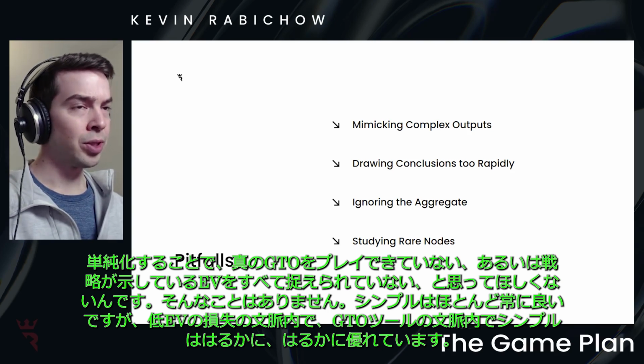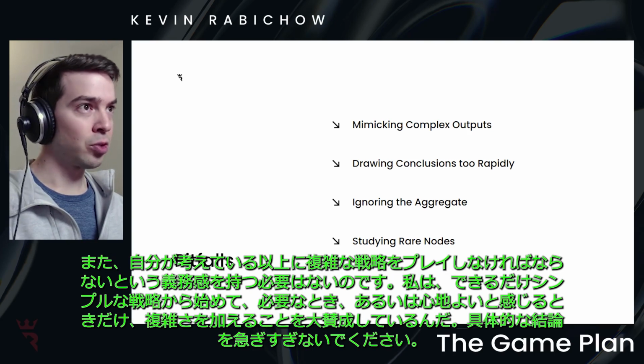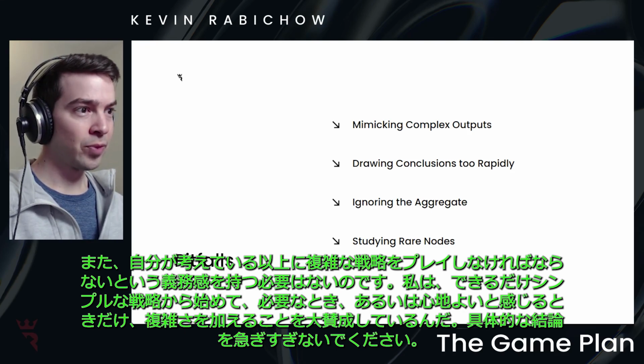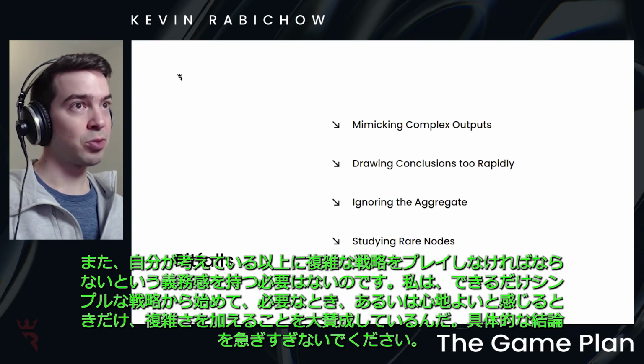It's simply not true. Simpler is almost always better. Simpler within the context of low EV loss and within the context of GTO tools is much, much better. And there's really no reason to feel any obligation to play a more complex strategy than you think that you can keep track of. I'm a big proponent of starting with the simplest possible version of the strategy and only adding complexity when you need it or when you feel comfortable with it.